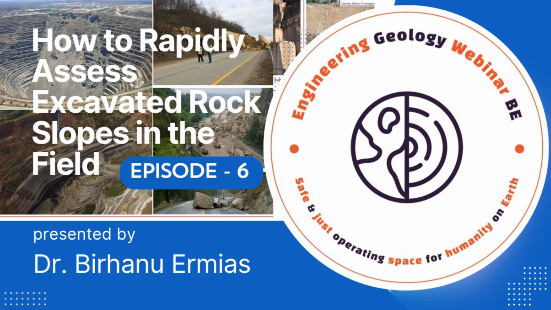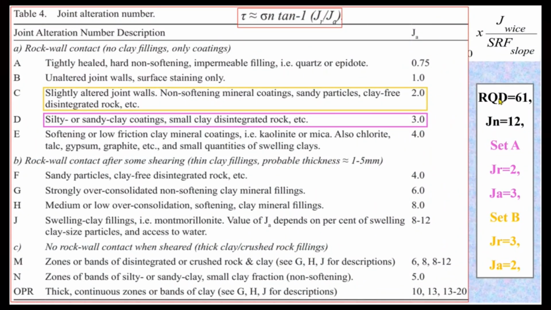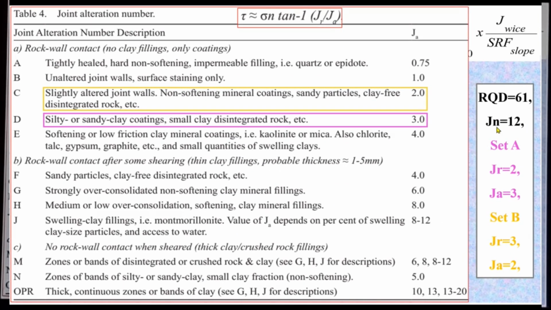Now let us delve into today's discussion. So we will record our ratings. This is the RQD value. This is the rating for joint set number. For set A, this is the roughness number. This is the rating for the alteration for joint set A. This rating is for roughness and alteration for joint set B.